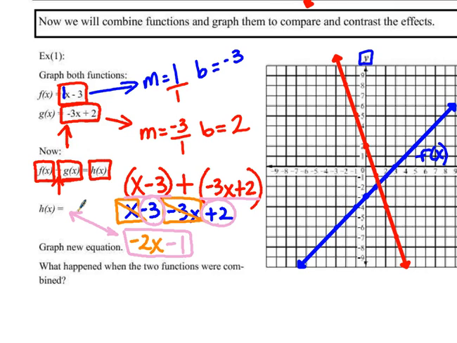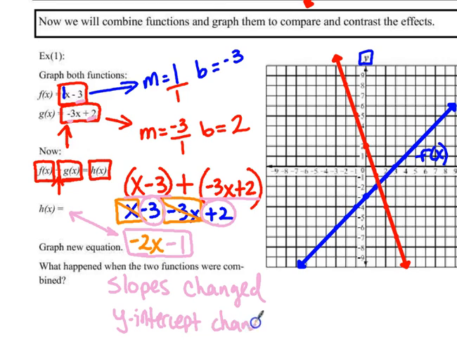So what happened when the two functions were combined? Well, look at this slope. It's negative 2. I had a negative 3 and a 1. So our slopes changed, right? So we have a different slope. And my y-intercept was negative 3 and 2, and now it's a negative 1. So the slopes changed, and my y-intercept changed. So we had two changes happen by combining those two functions.